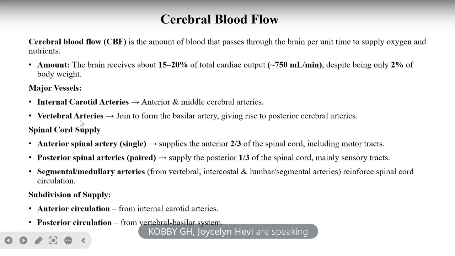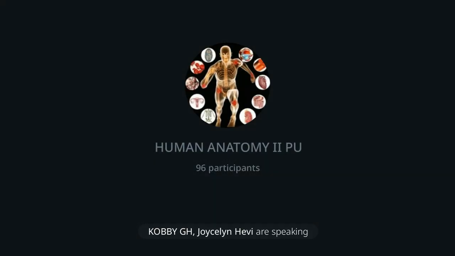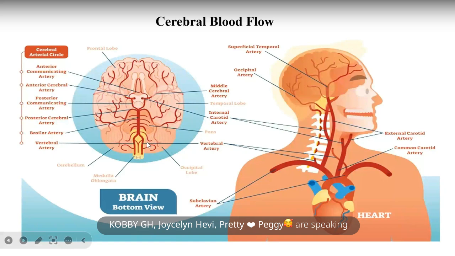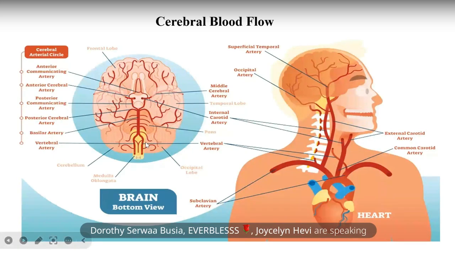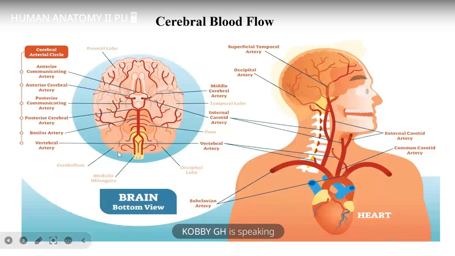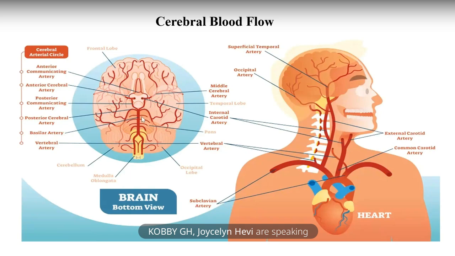Okay, so let me show you some diagrams. So you see, we have the internal carotid artery. And then we have the vertebral arteries. Say vertebral artery. We have the left vertebral artery and the right vertebral artery. They all join to form one artery. We call it the basilar artery. Say basilar artery.